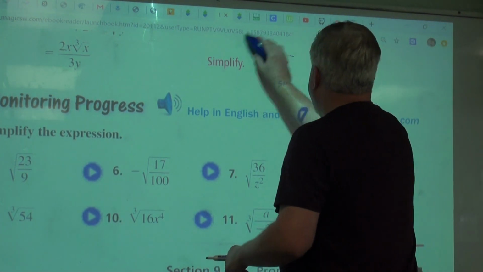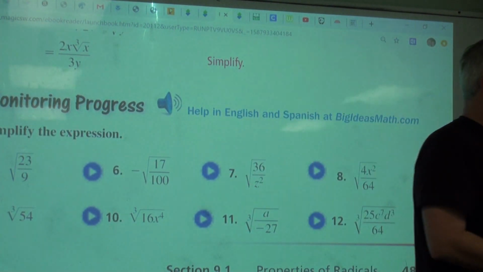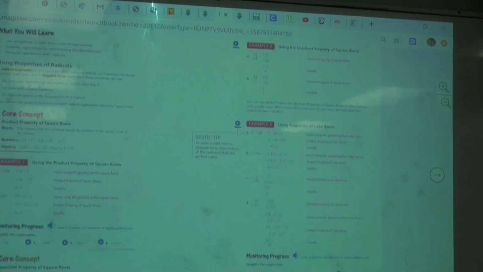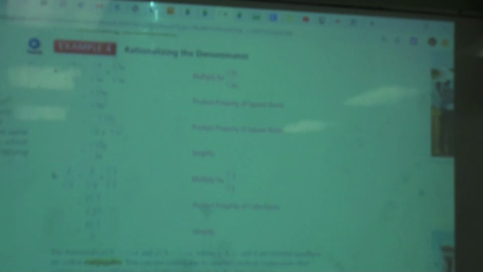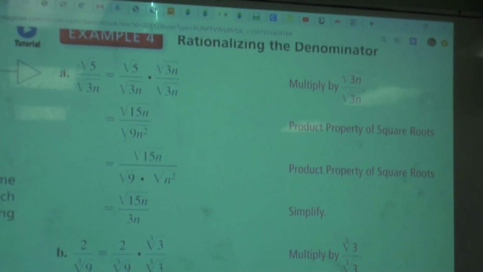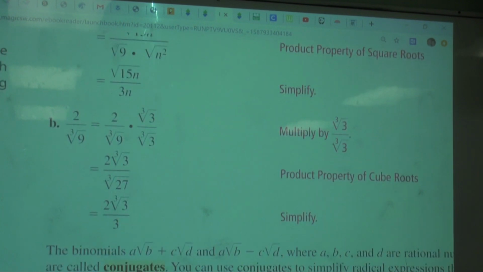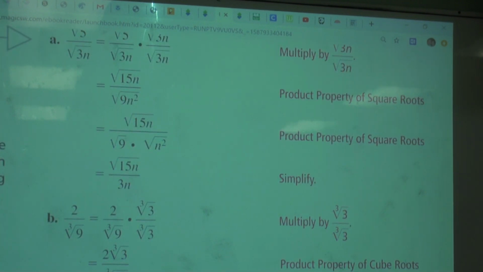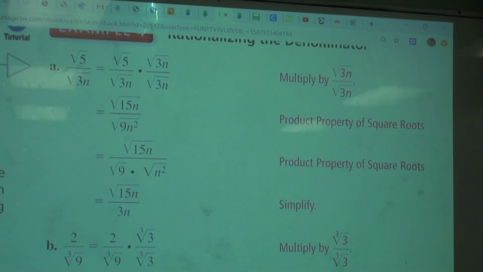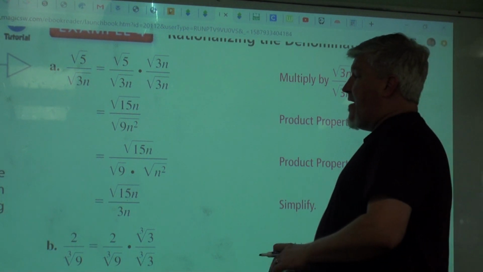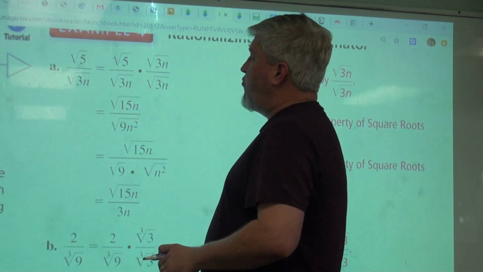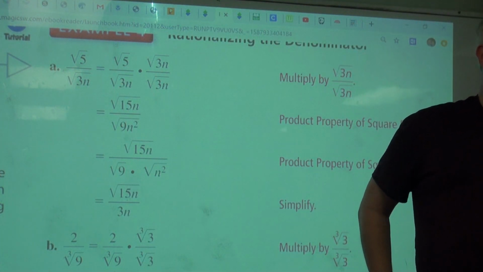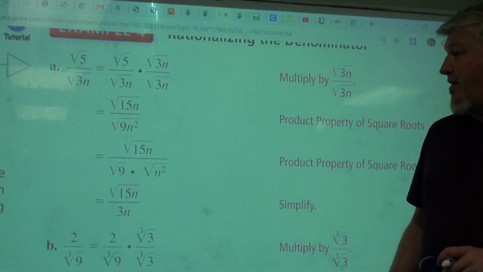Okay, that was 11. I know there's one more concept I want to show you before we're done. It's when you have a radical in the denominator. They call it rationalizing the denominator. That sounds so scary, and it's not. In the example, you have the square root of 5 over the square root of 3n. You cannot leave a square root in the denominator. You have to get it out.